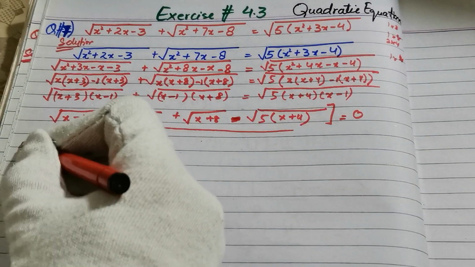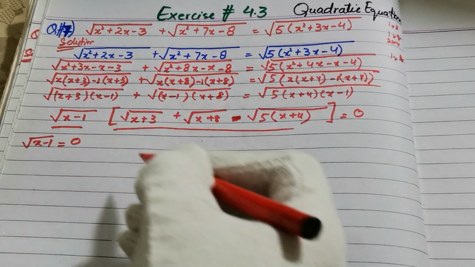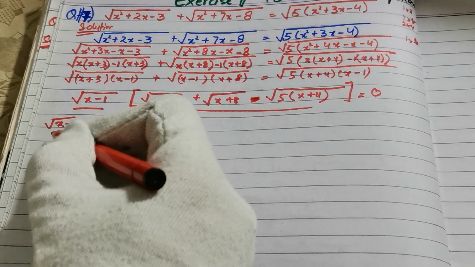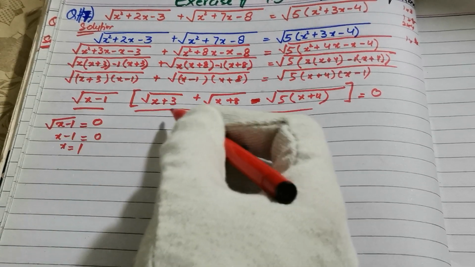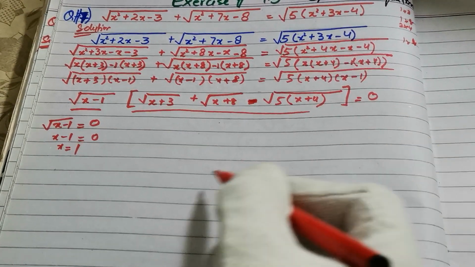First of all, we'll take under root x minus 1 is equal to 0. Taking the square on both sides, we get x minus 1 is equal to 0, so x is equal to 1. Next we'll take the other term equal to 0.